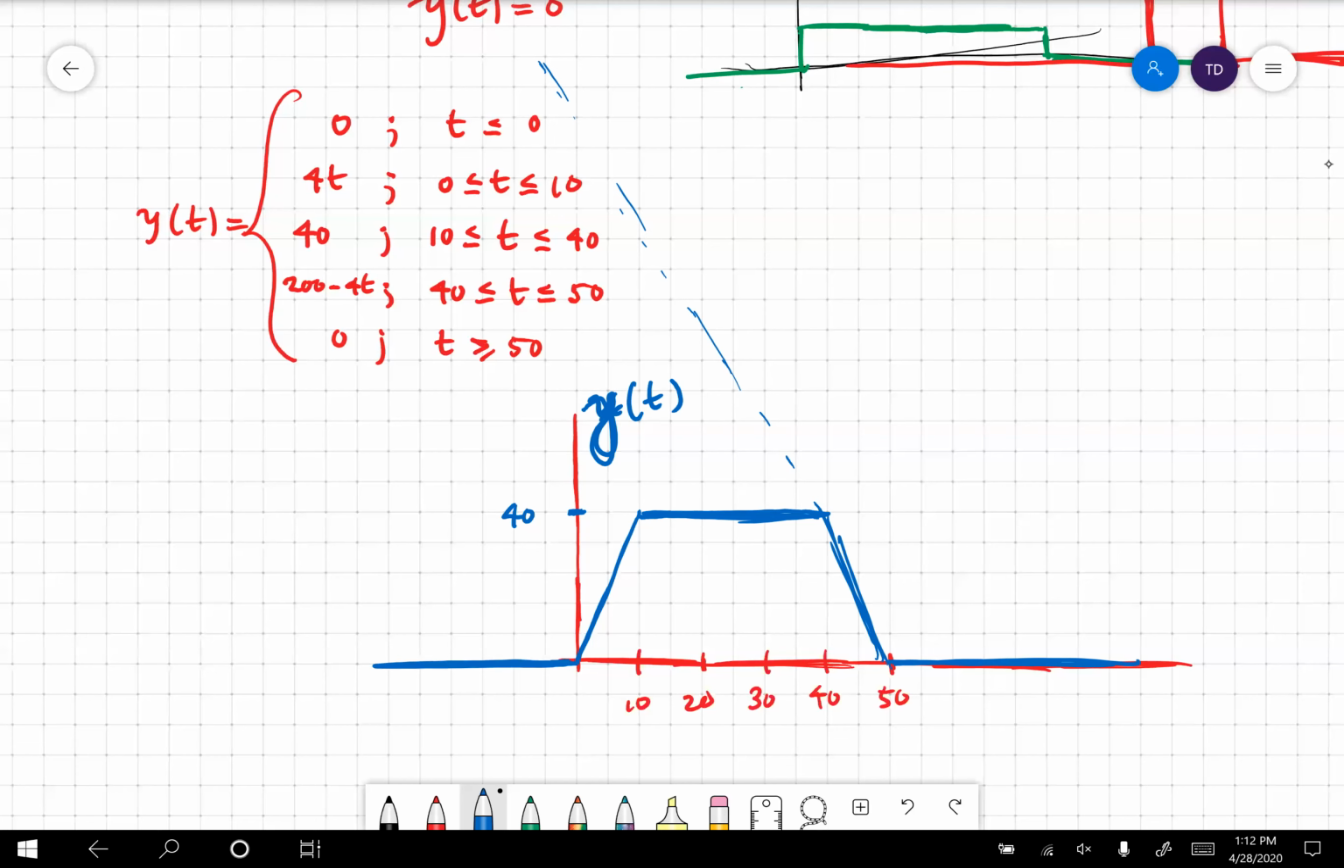Comments or questions on that convolution? Okay, let's take a 5-minute break. Let's come back. And once we come back, we'll see if you have any other questions or any other problems you'd like to look at.